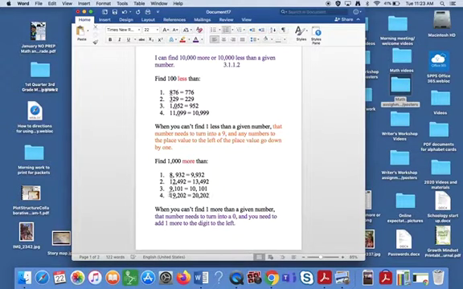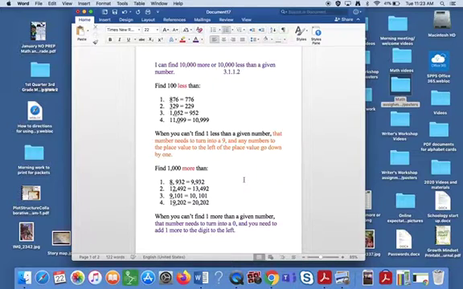So 19,202 becomes 20,202. You have to remember that if you can't go up or down in the place value, the next greater place value, the one to the left, is the one that's affected. That's one of the biggest tricks you need when you're trying to find 10,000 more or 10,000 less than a given number.